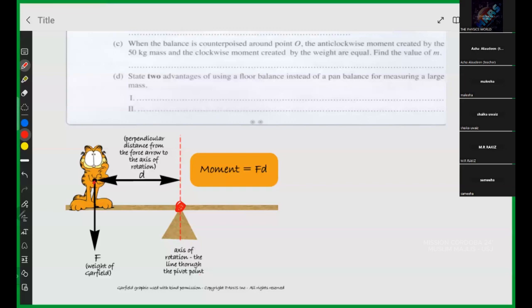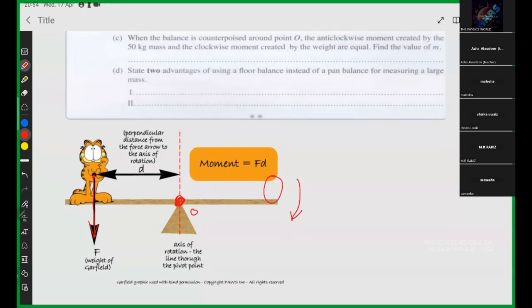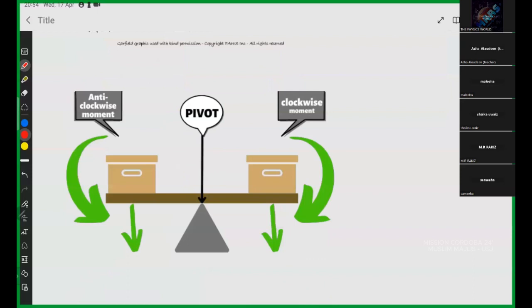So you have the force acting down. Here there is a distance. So they can ask you, let's say I'm writing this as point O, calculate the moment around point O. Then the moment equals force into distance. And let's say if there is another person sitting here, then another moment is created like this. So this side, it would rotate like this.